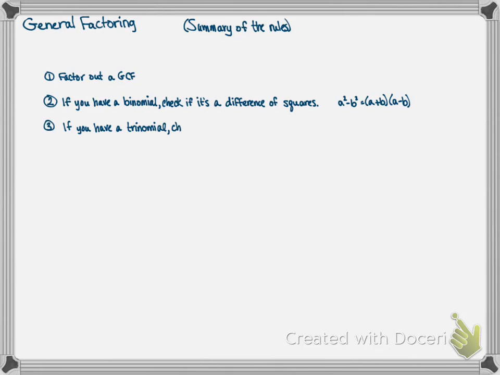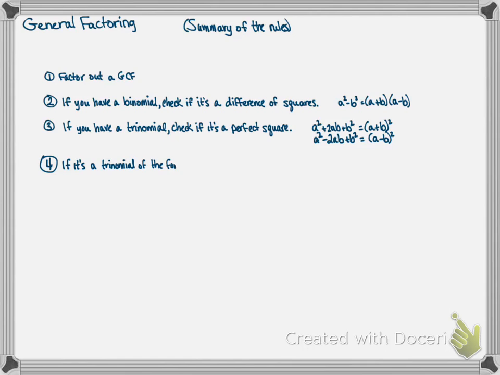If you have a trinomial, three terms, check if it's a perfect square. So if it's of the form a squared plus 2ab plus b squared, it factors to a plus b quantity squared. If it's a squared minus 2ab plus b squared, it factors to a minus b quantity squared.